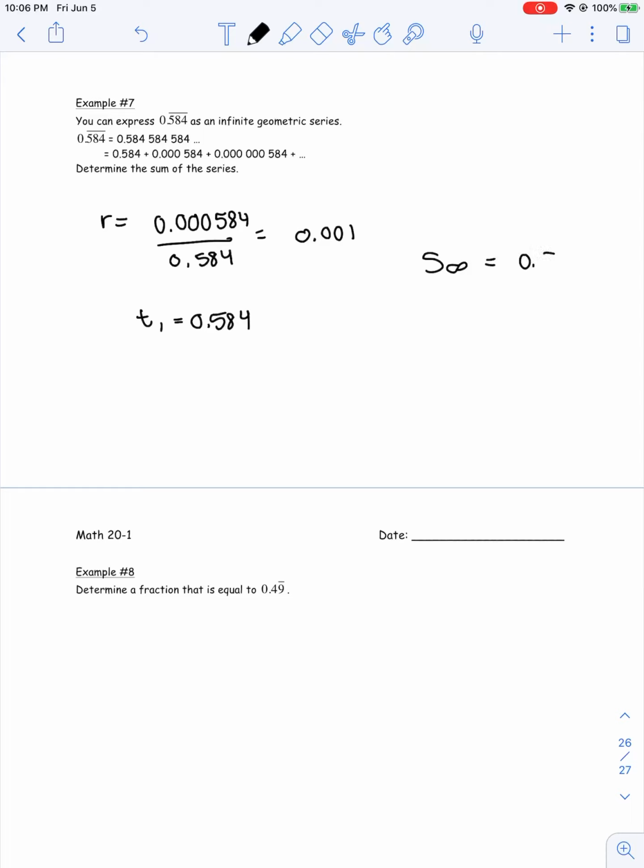So we're finding this infinite sum of 0.584 divided by 1 minus 0.001. So if you put that into your calculator at the bottom, it's going to give you 0.999. As a fraction, if you move 3 spots to the right, it's going to be 584 over 999, and that's going to be the sum of the series. So that's the exact answer that gives us the sum of the series.